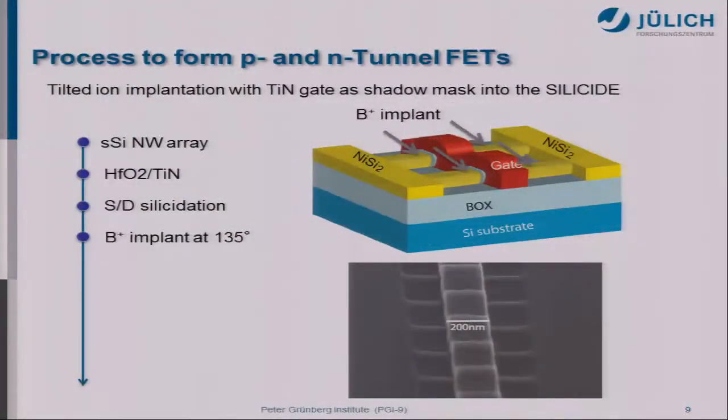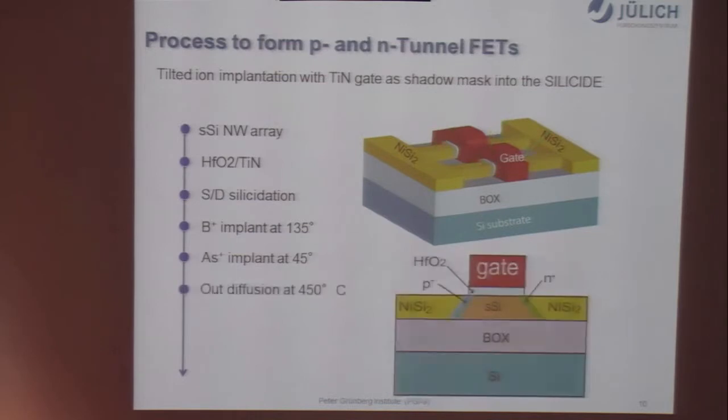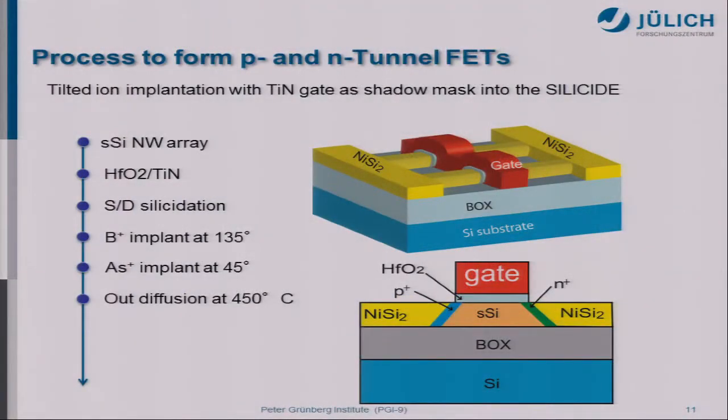So here, for example, we do the boron implantation at 135 degrees. Then we do the arsenic at 45 degrees. And then the final step is outdiffusion by annealing at low temperature, for example 450 degrees C. After that, due to the shadowing effects of the gate and also the dopant segregation at the silicide, we form these pockets at the edge of the source and drain. So here we have P plus, here is N plus. So we form this TFET structure.